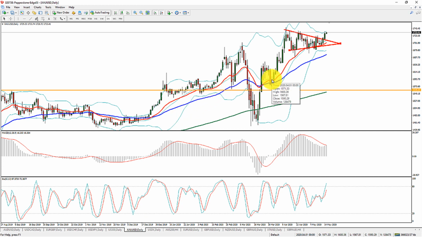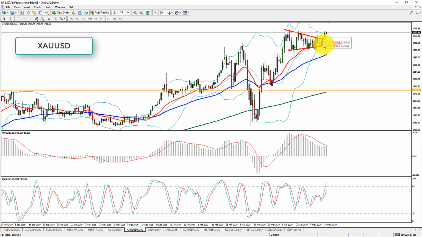Gold, the trade has finally broken this triangle. We can see that it's been basically in this zone for quite some time. We had a really, really good break of it over the last couple of days. It's broken to the upside of the triangle.